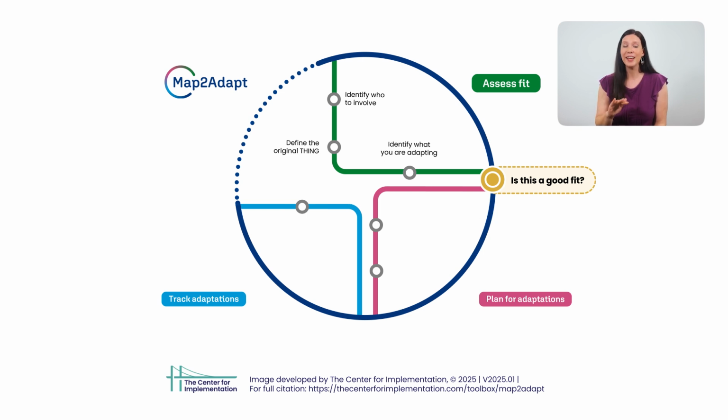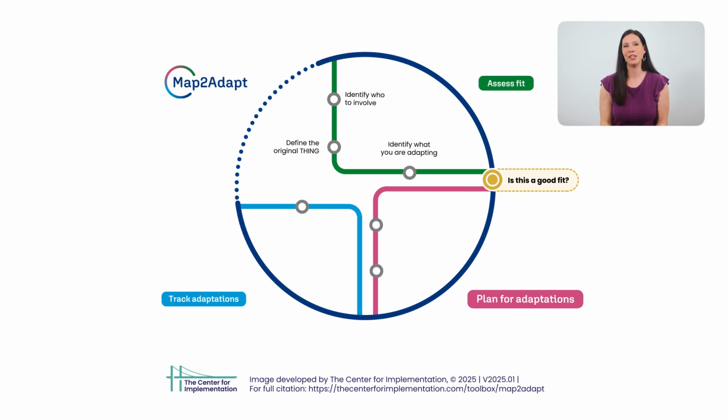If we think it's a good fit, then we move on to phase two, planning for adaptations. This phase has two steps. First, we want to describe those adaptations, and then you're going to get into identifying the potential impacts. We won't necessarily know what the actual impacts of the adaptations will be, but let's hypothesize and think about what those potential impacts might be.